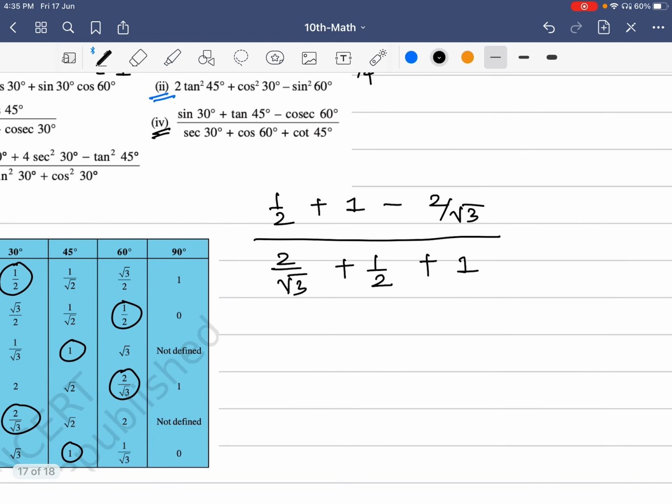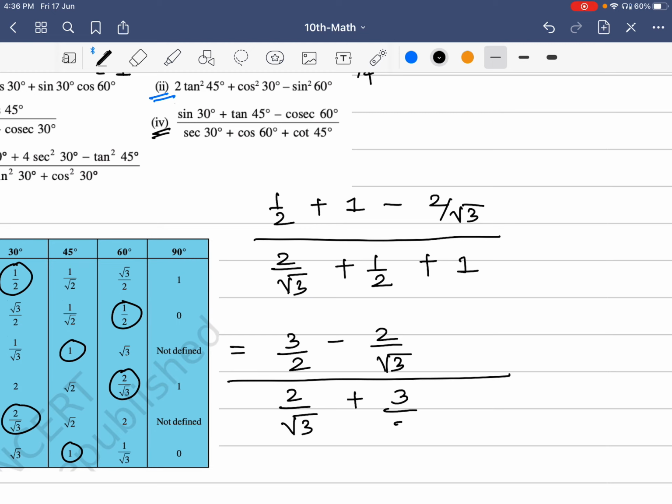So let's start the evaluation. That is equal to half plus 1, which is basically 3 by 2, minus 2 root 3. This is our numerator, whole divided by, and here also I'll keep 2 by root 3 as it is, and half plus 1 is again going to be equal to 3 by 2. So plus 3 by 2.